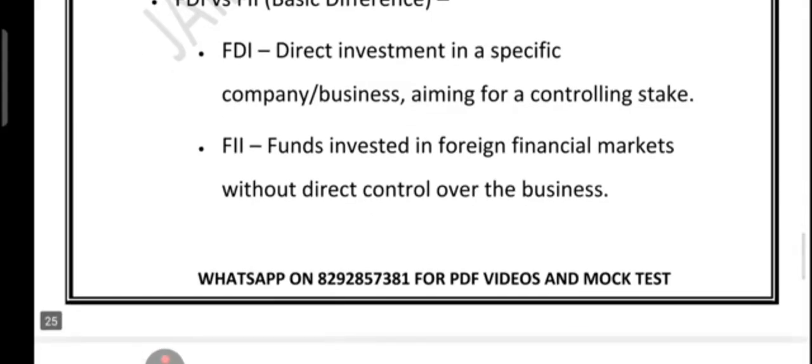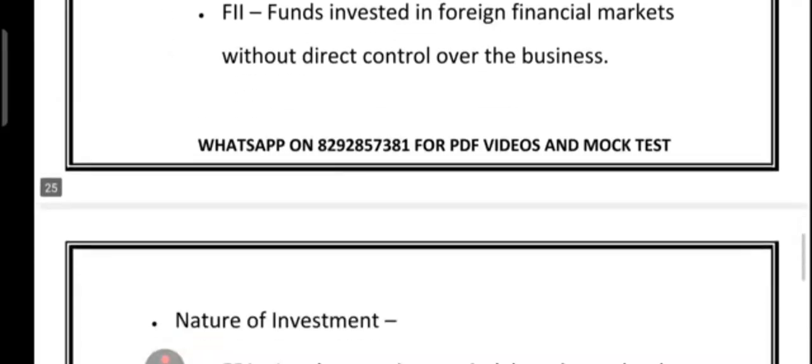That is FDI. FII is different. Here a big institution like a mutual fund or pension fund invests in the financial market of another country. They don't run the business, they just buy shares or bonds and hope that the value goes up. And it is money only, no control. While in FDI there is a controlling stake.